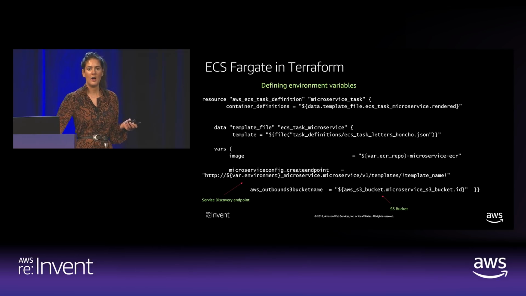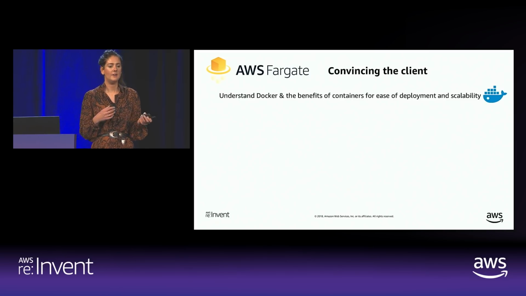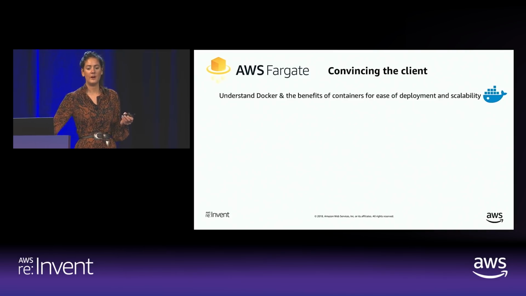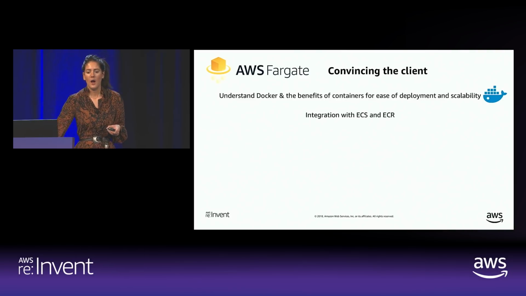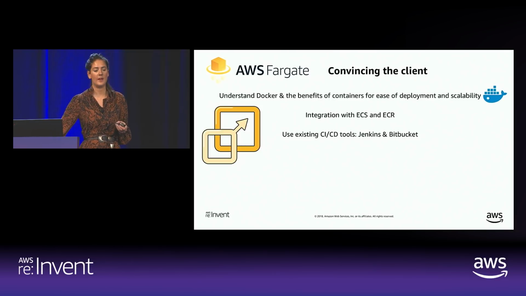We've deployed all of our CI/CD pipelines. How did we convince the client, the bank, to go with Fargate and containers? Well, the banks already understand the benefits of Docker for ease of deployment and scalability. We found that we were able to convince them Fargate integrates very well with the other AWS services that we were planning on using for them, so ECS, ECR. We could use the bank's existing tool sets and skill sets. They were already using Jenkins and Bitbucket, so we could reuse that, and therefore use the skills that they already had.